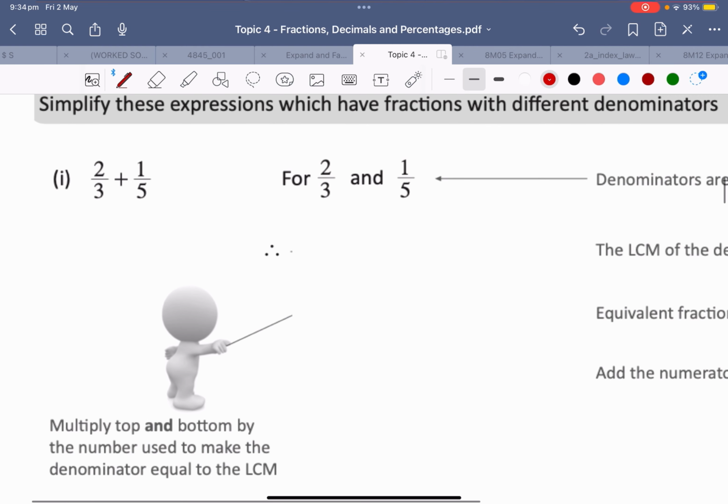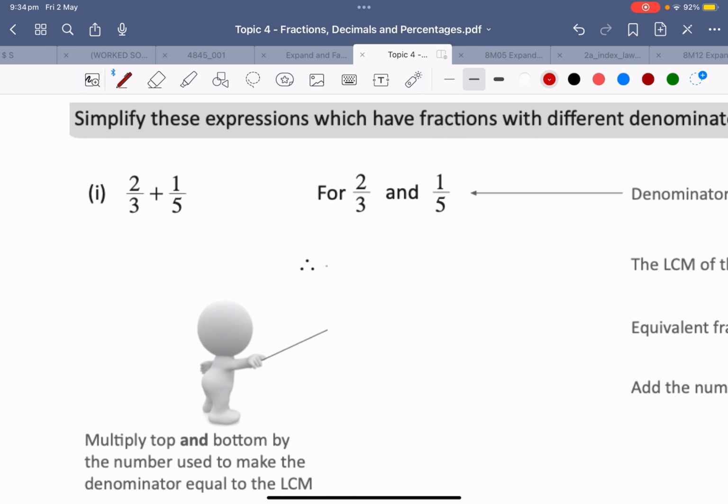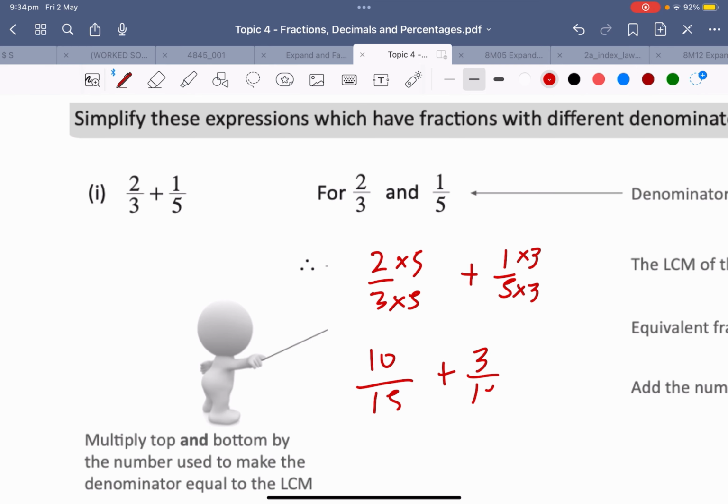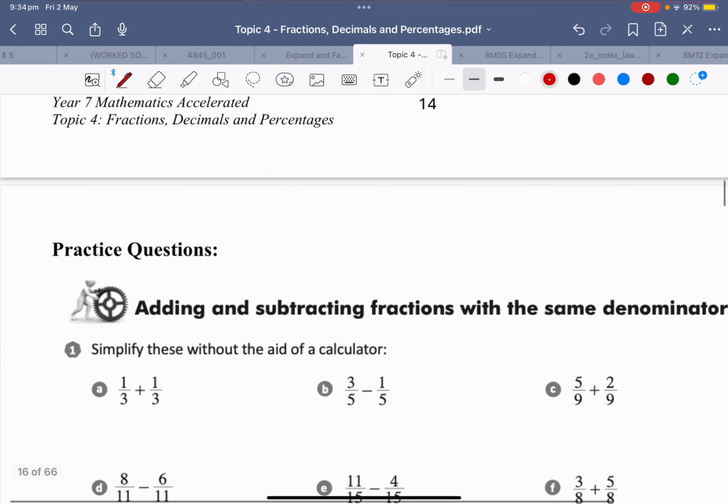Now look at this question. 2/3 plus 1/5, it's the same as trying to do 2 over 3 times 5 and 5, plus 1/5 times 3 and 3, which is 10 over 15 plus 3 over 15. Okay? Have a go at these.